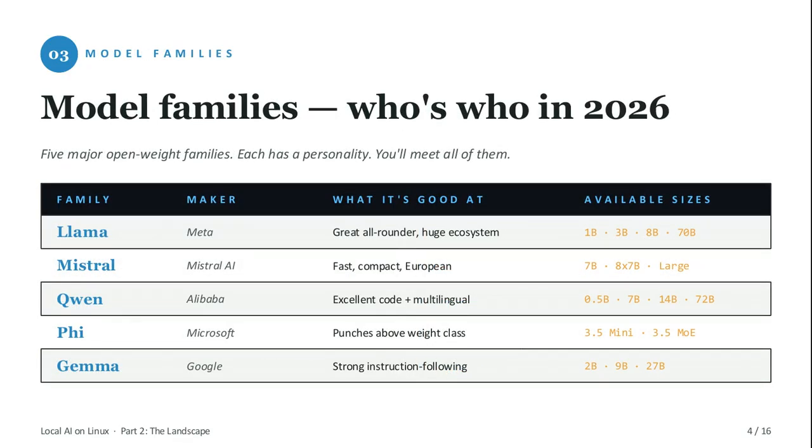With the runtime settled, the next question is what you actually feed it. 5 open-weight families dominate the 2026 landscape, and each has its own personality. Llama from Meta is your safe all-rounder with the biggest ecosystem. Mistral is lean and fast. Qwen from Alibaba punches hard on code and multilingual work. Phi is Microsoft's small but mighty contender, and Google's Gemma shines at following instructions. You'll meet all of them as we go, but knowing the lineup now makes everything downstream easier.